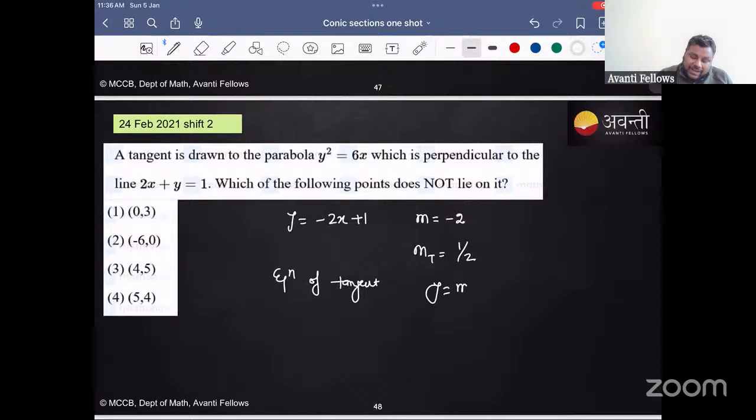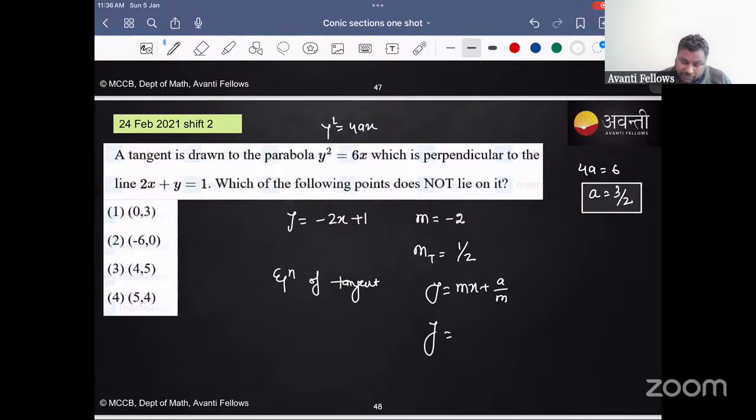So equation of tangent will be y equals to mx plus a upon m. If I compare this parabola with y square equals to 4ax, that means 4a is 6. So a is 3 upon 2. So what do you get? y equals to m means 1 by 2 into x plus 3 upon 2, and here it is 1 by 2. So this 2 cancel. So it is y equals to x by 2 plus 3.